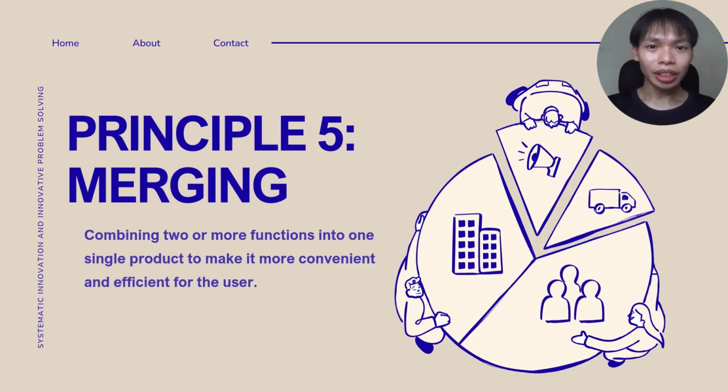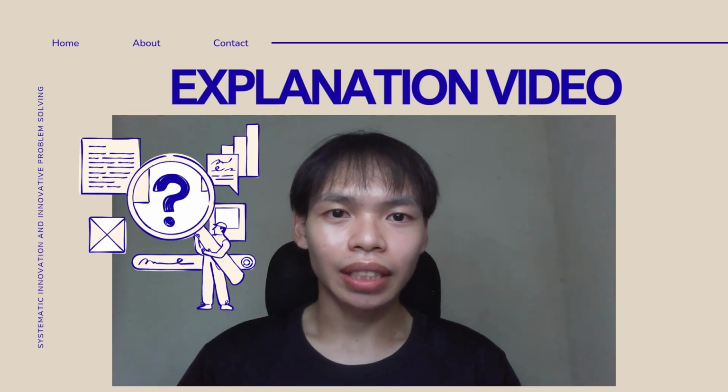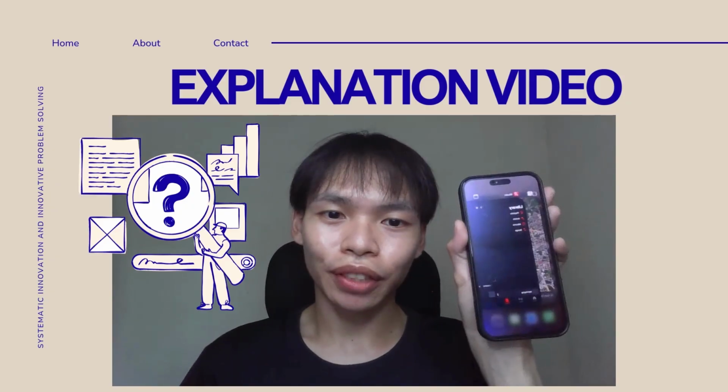For principle 5, we have merging. Merging means combining two or more functions into one single product to make it more convenient and efficient for the user. A very familiar example is something all of us use every day, the smartphone.